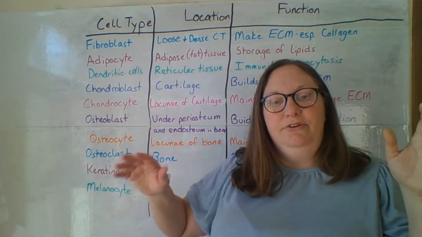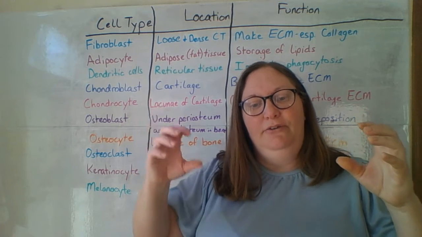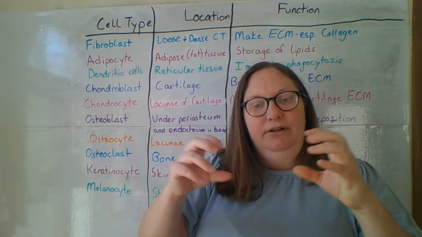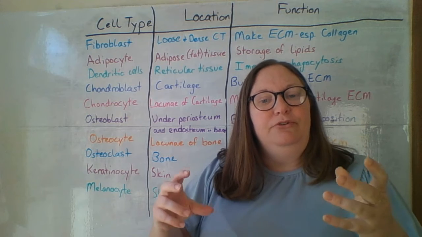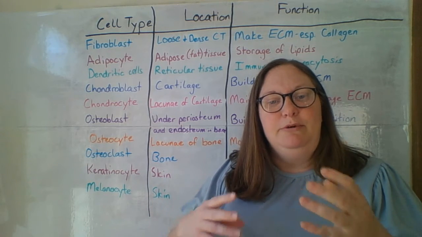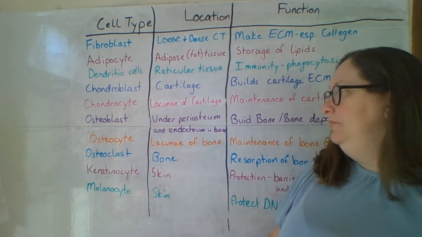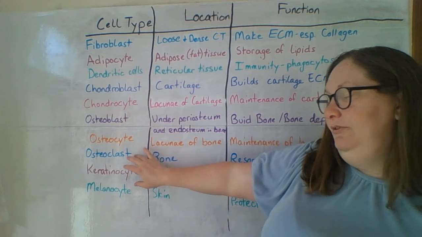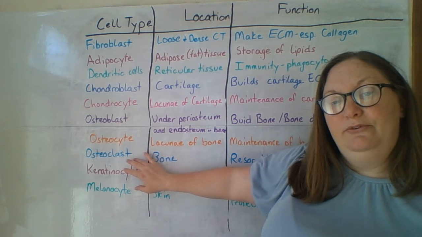They're working against each other. Osteoblasts on one hand, osteoclasts on the other, and what we want to do is strike a balance between the two of them to keep our bones healthy. So osteoblast, osteocyte, osteoclast in bones.